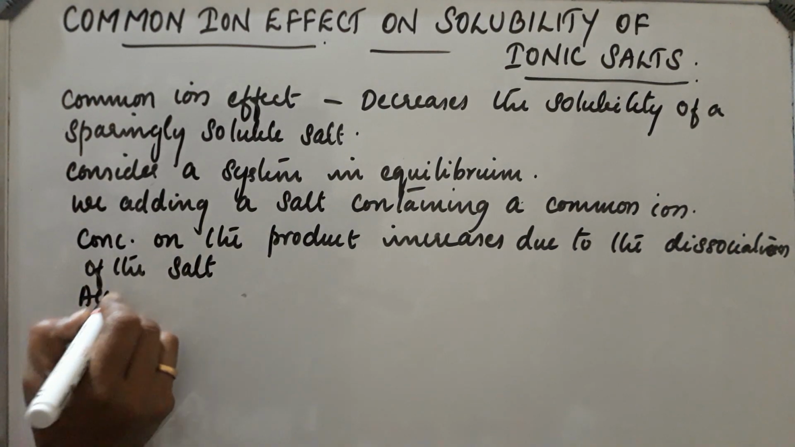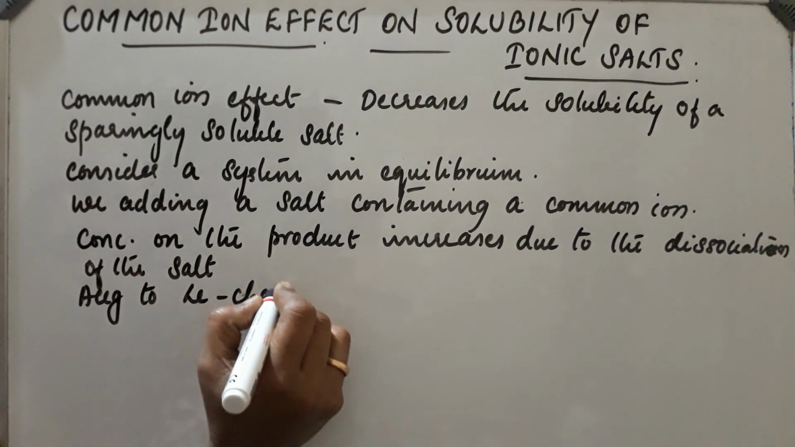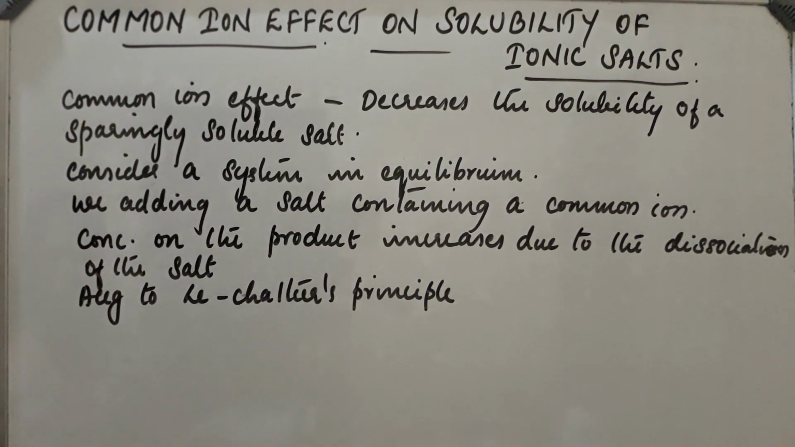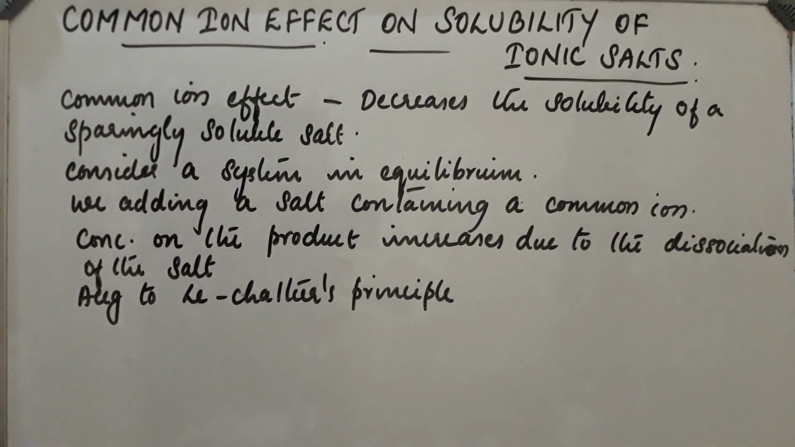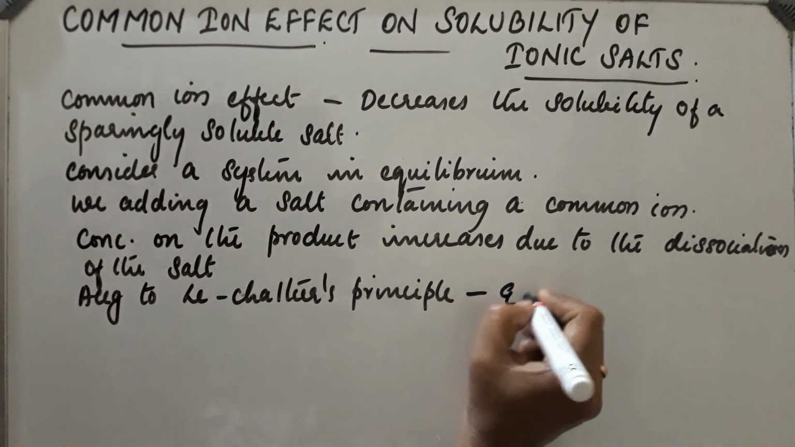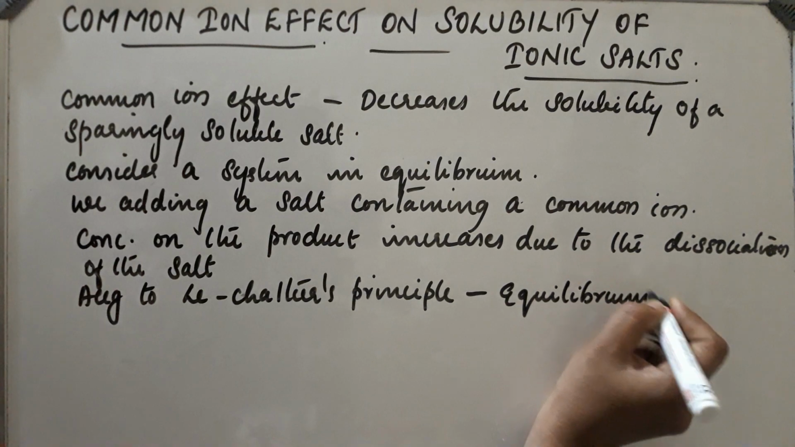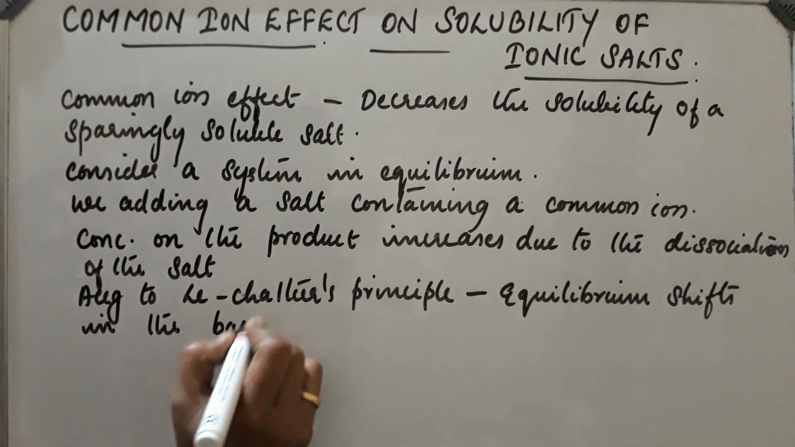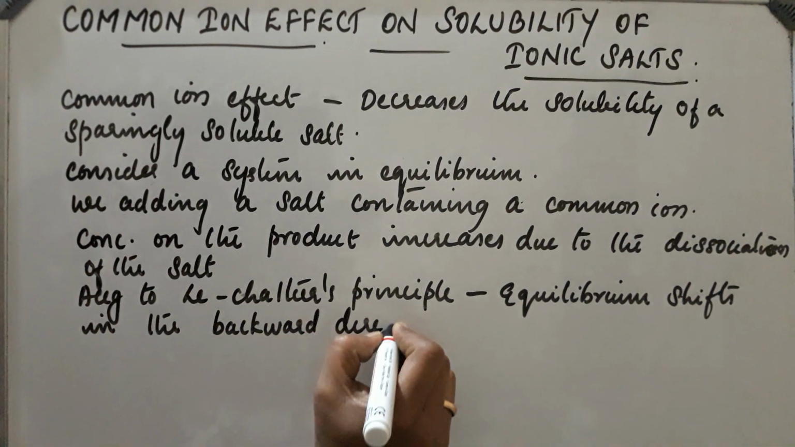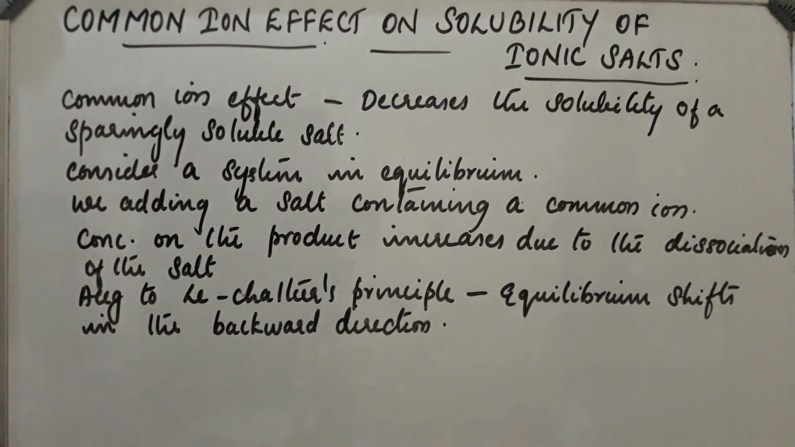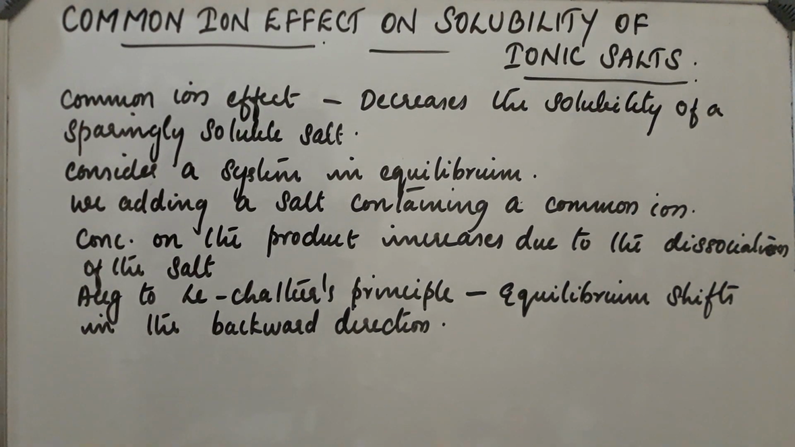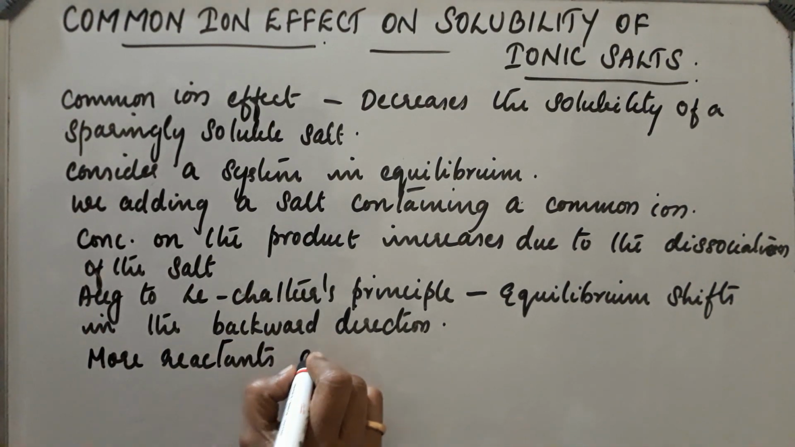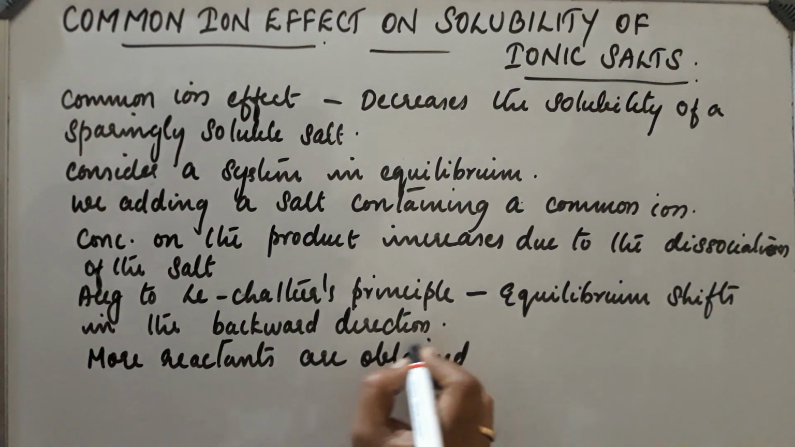According to Le Chatelier's principle, the system will try to reduce the concentration on the product side, which means the equilibrium will shift in the backward direction. As a result, more reactants are obtained than products.